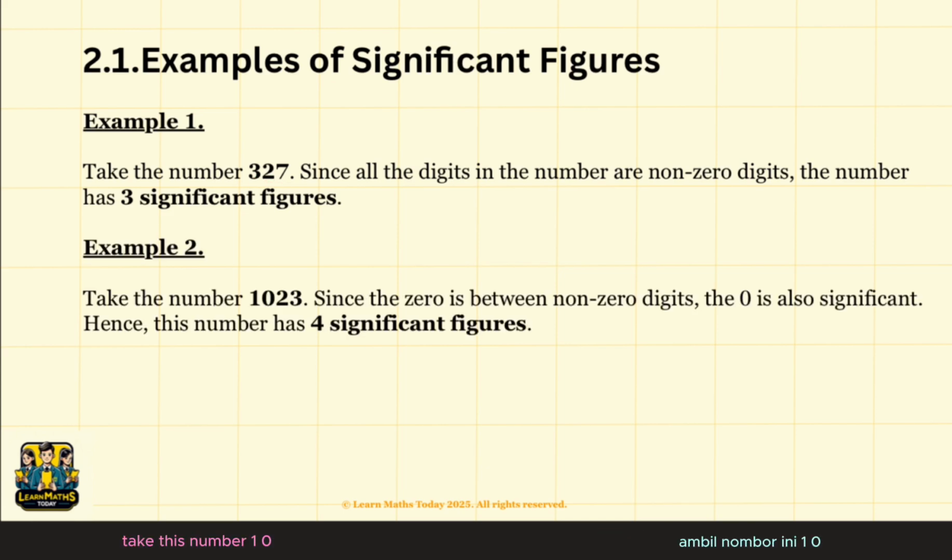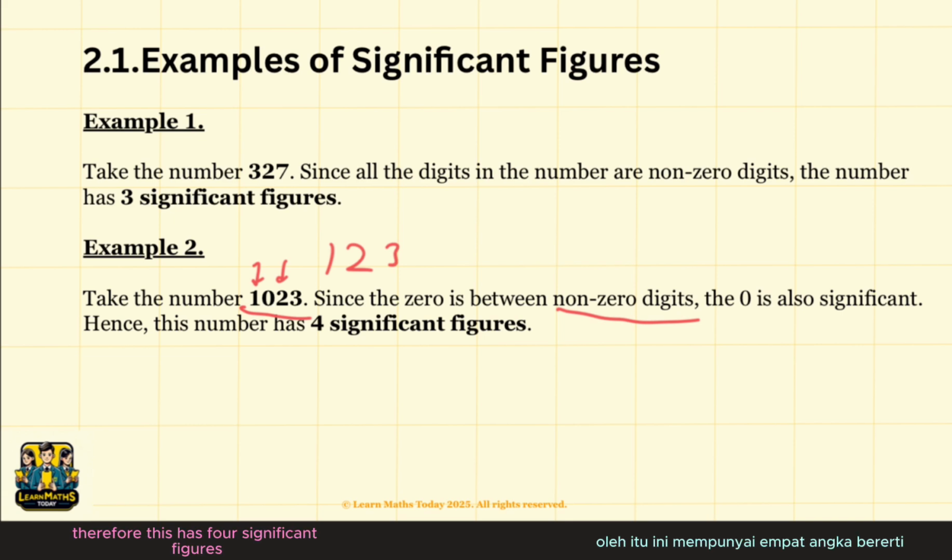Take this number, 1023. The zero is in between two non-zero digits. See, there's a 1 here and there's a 2 here, which are non-zero digits. Therefore, this zero has to be significant. Because if it's not significant, then we just have 1, 2, 3, which is not the same. Therefore, this has four significant figures.